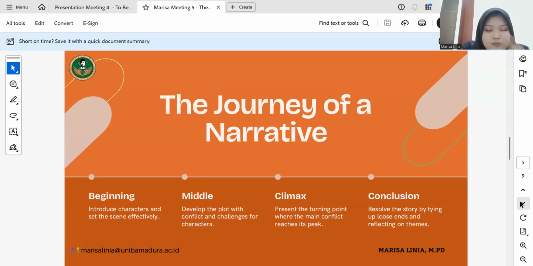What about the second one? The second one is the middle, everyone. The middle of the journey of the narrative is to develop the plot with conflicts and challenges for the characters. After you introduce the characters of the story, you can develop the plot. Maybe you will give a problem, the beginning of the challenges for the characters. And after that, the climax.